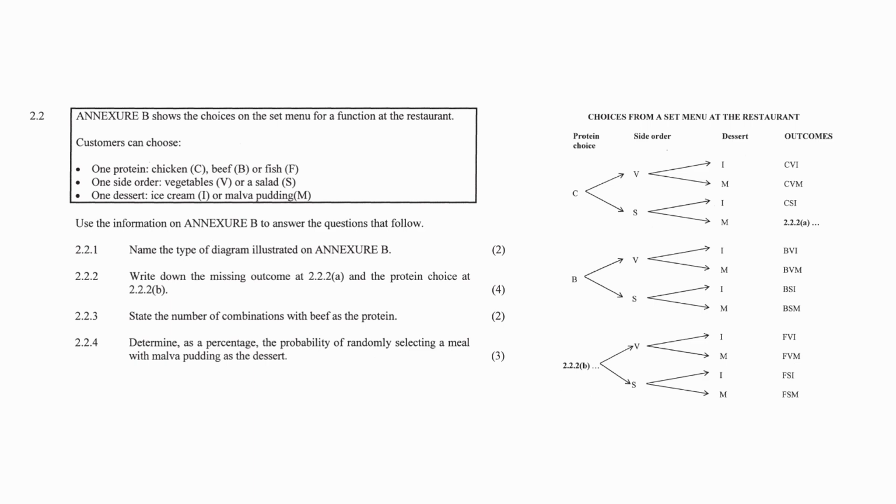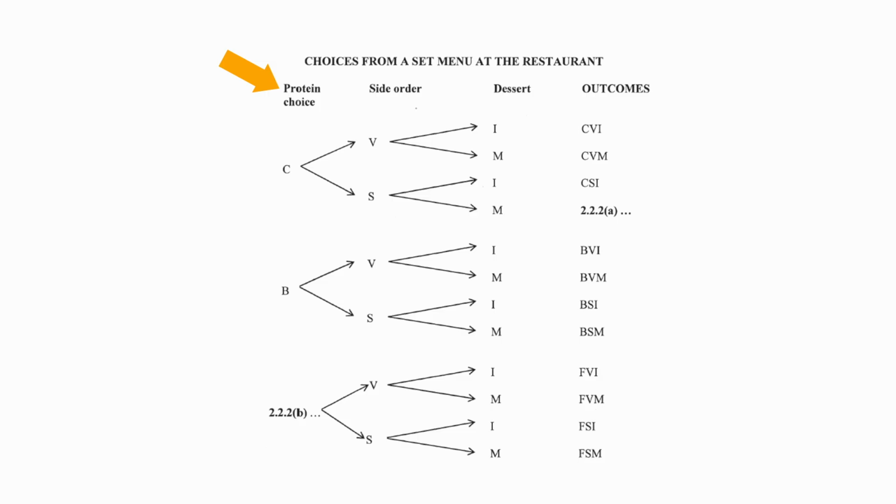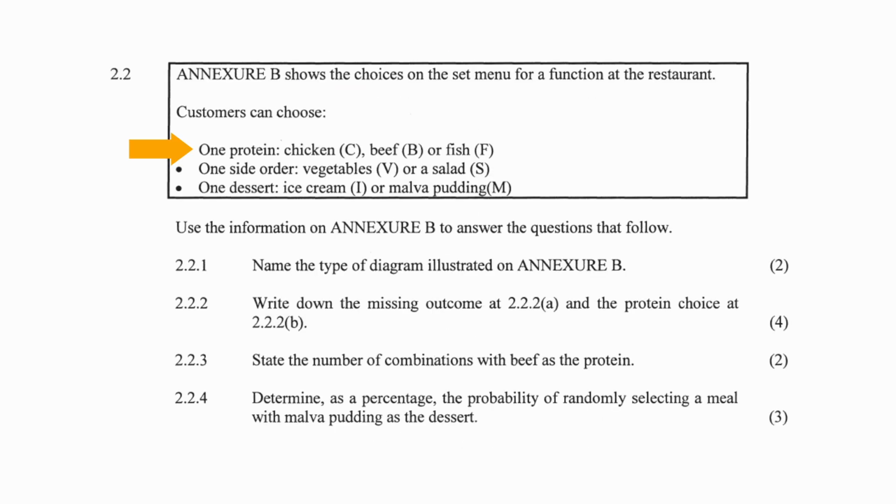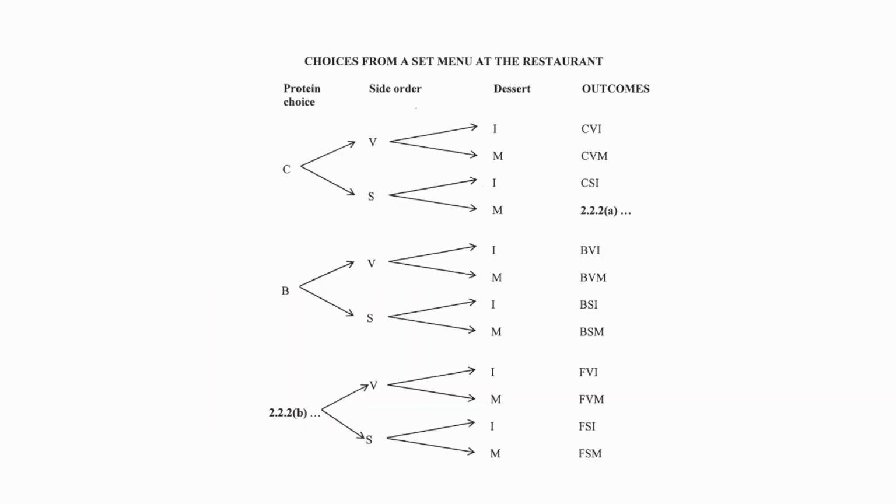Question 2.2 consists of 4 probability questions that were designed to assess your understanding of tree diagrams. You are given a tree diagram for choices from a set menu at a restaurant. Your options are 1 protein choice with 1 side order followed by 1 dessert. Your choices of protein are chicken, beef, or fish. Your choices for the side order are either vegetables or salads, and your choices for the desserts are ice cream or malva pudding.